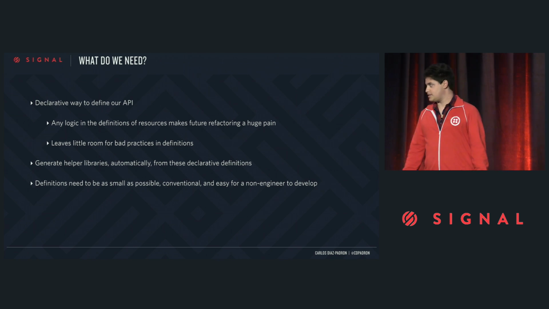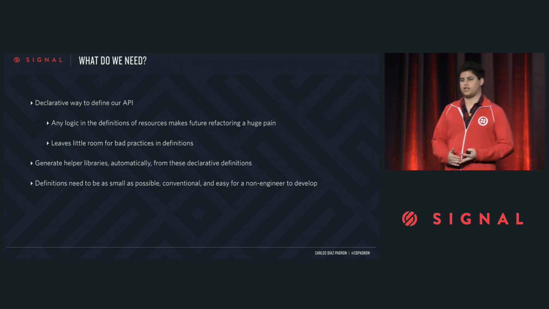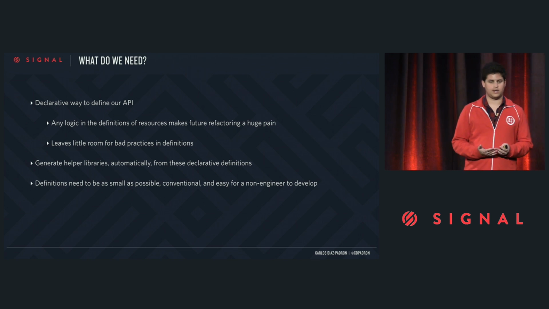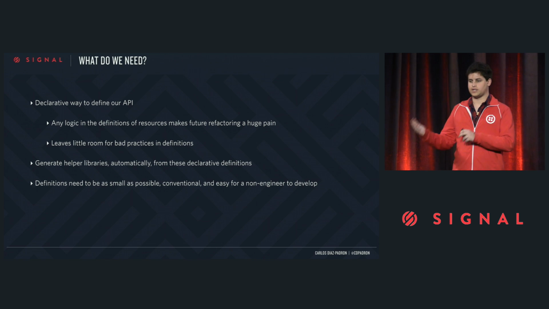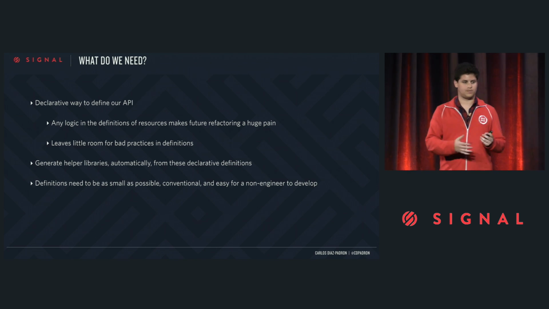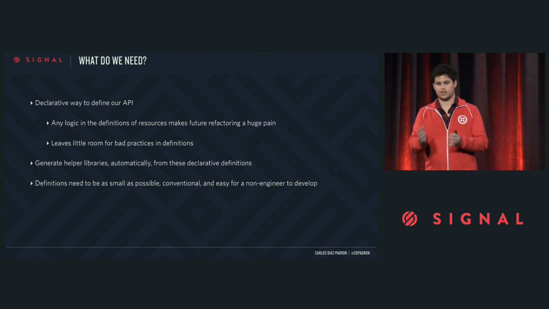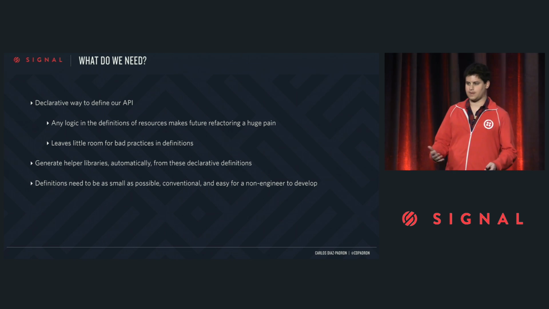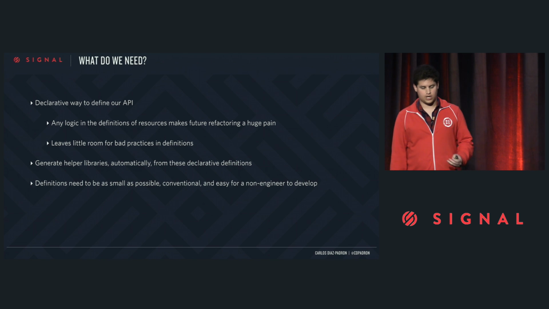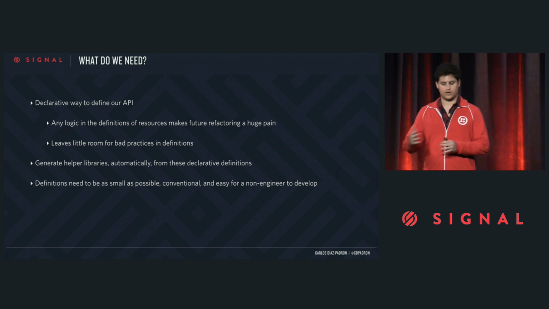So first we have to define what our requirements are, right? So what do we need? Well, we need a declarative way to define our API. We don't want something that can be programmed and jerry-rigged, because that makes refactoring later difficult. If people can put a bunch of loops in their definitions, it's difficult to work with later, and it's very easy to make bad practices.